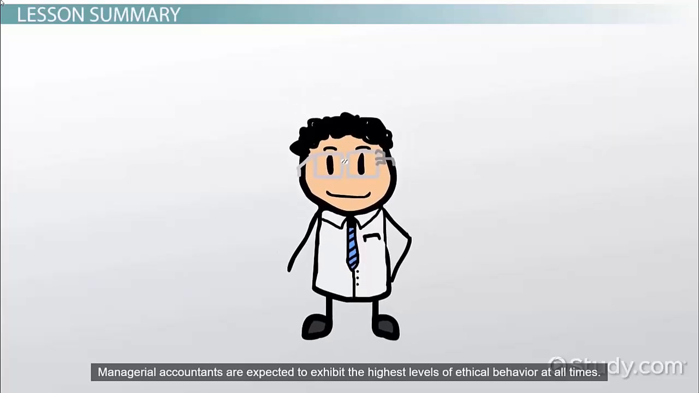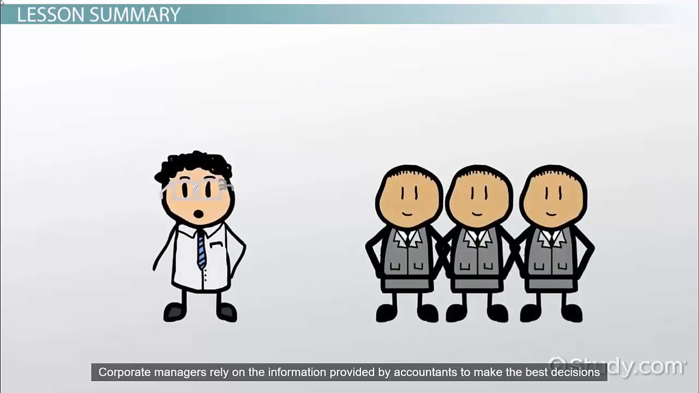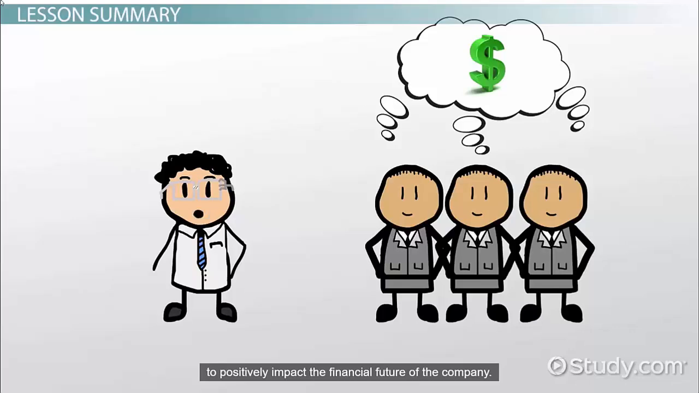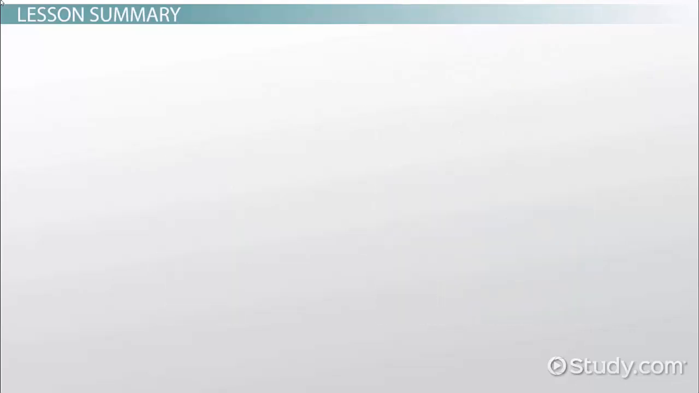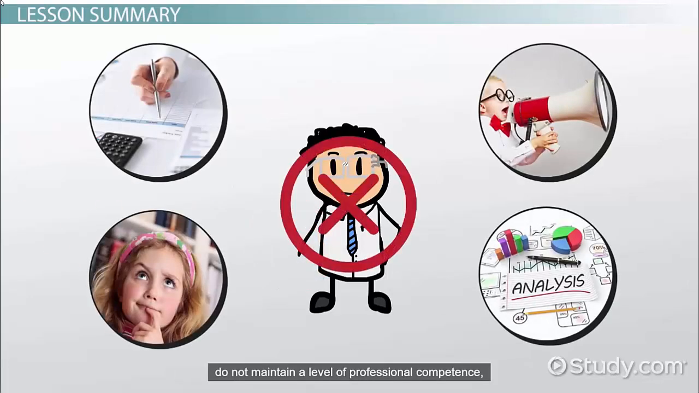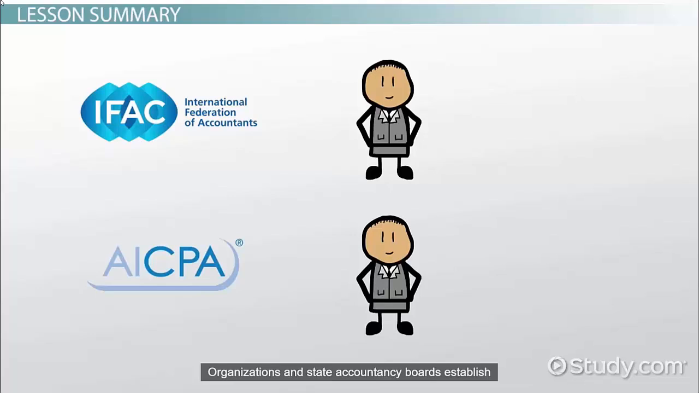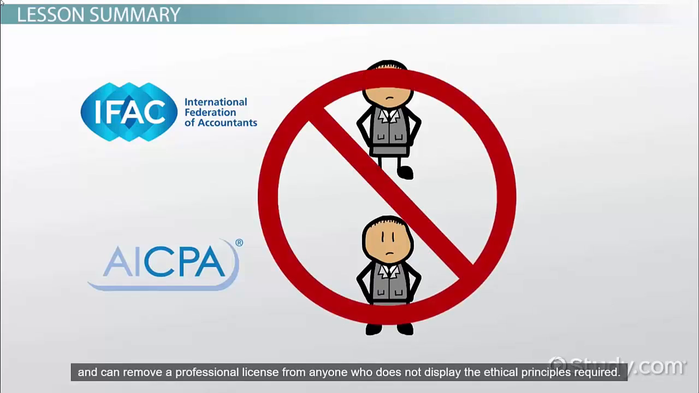Managerial accountants are expected to exhibit the highest levels of ethical behavior at all times. Corporate managers rely on the information provided by accountants to make the best decisions to positively impact the financial future of the company. Accountants who withhold information, provide misleading data, do not maintain a level of professional competence, or engage in conflicts of interest are not adhering to ethical standards. Organizations and state accountancy boards establish and enforce codes of ethics for those in the profession and can remove a professional license from anyone who does not display the ethical principles required.